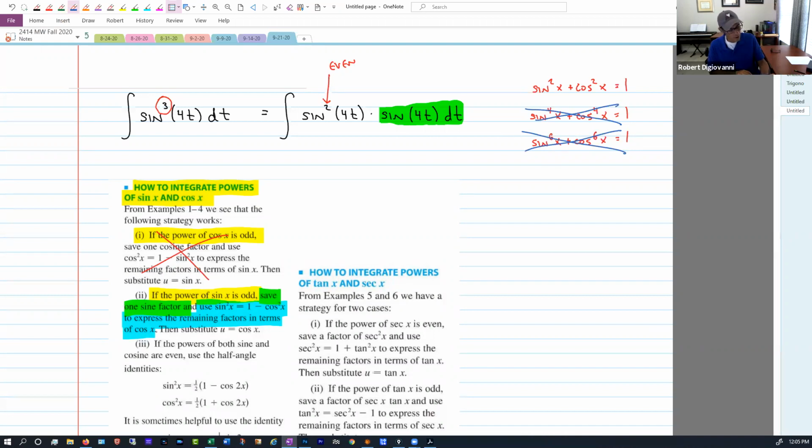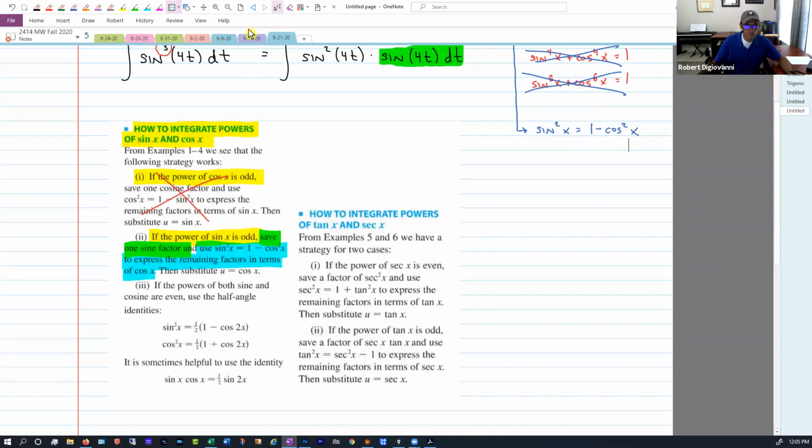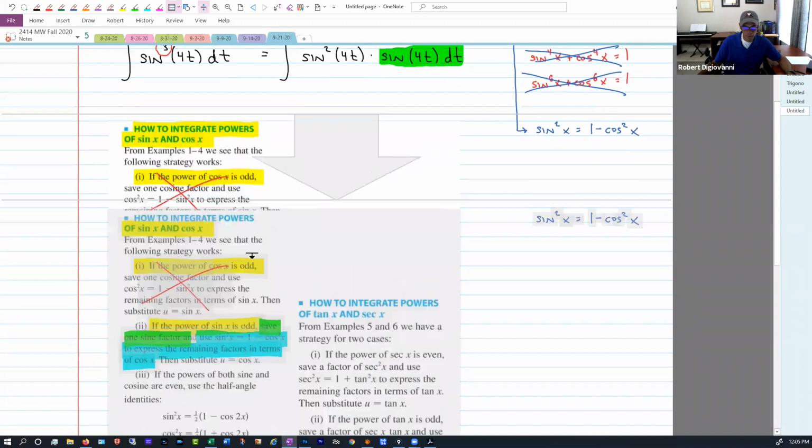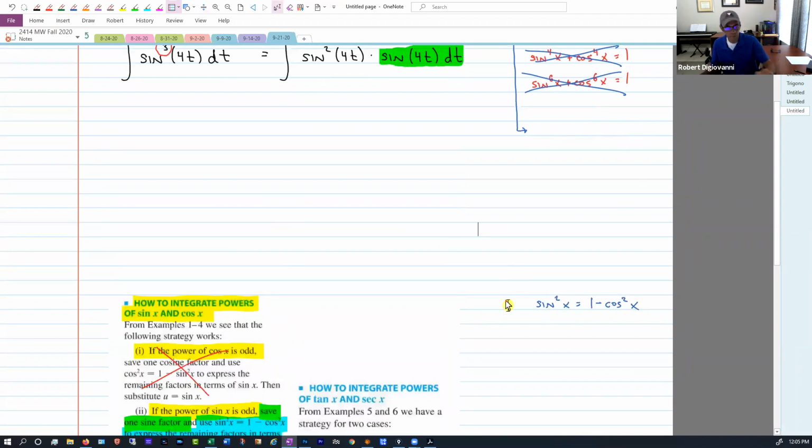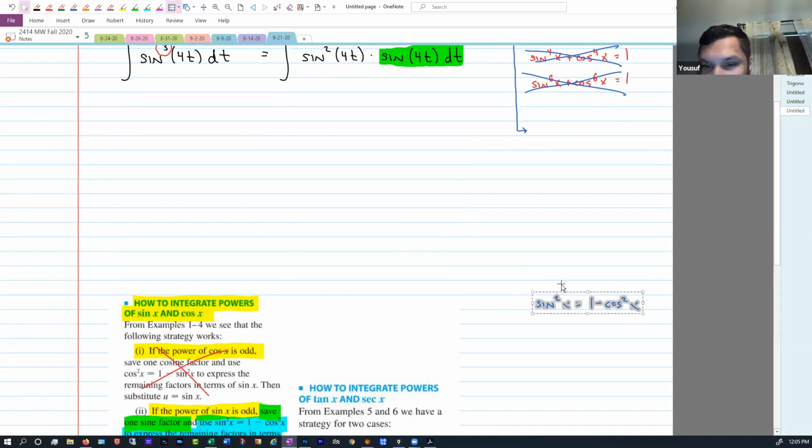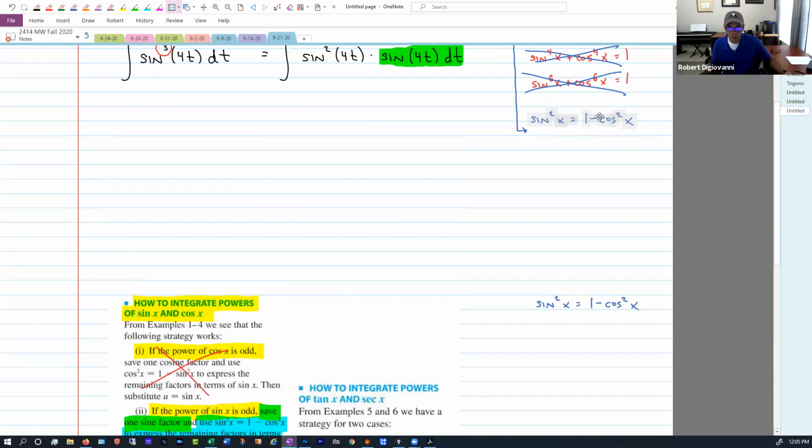But let's follow what it says. We're supposed to somehow use this, so let's just use it. I can rewrite that sine squared 4t using that. If we solve it for sine squared, we get 1 minus cosine squared x, right? So how could we rewrite the sine squared of 4t? Anyone? 1 minus cosine squared of 4t. Yep, 1 minus cosine squared of 4t.